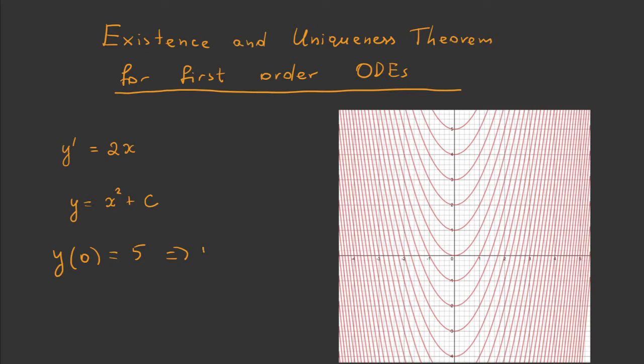And so the initial value problem, the differential equation together with the initial condition, has a unique solution, y equals x squared plus 5.